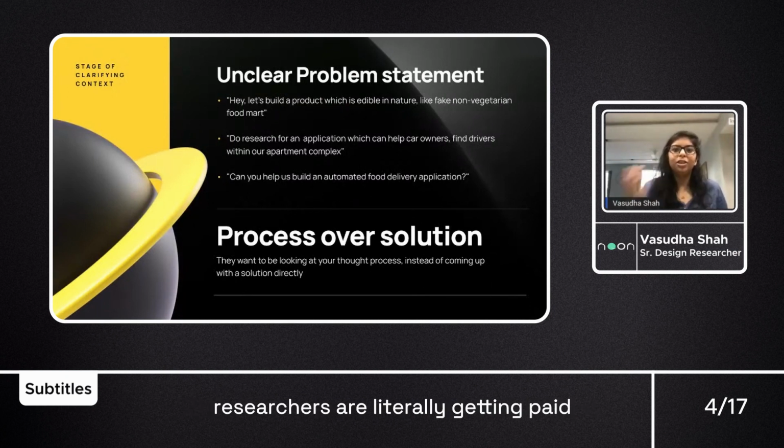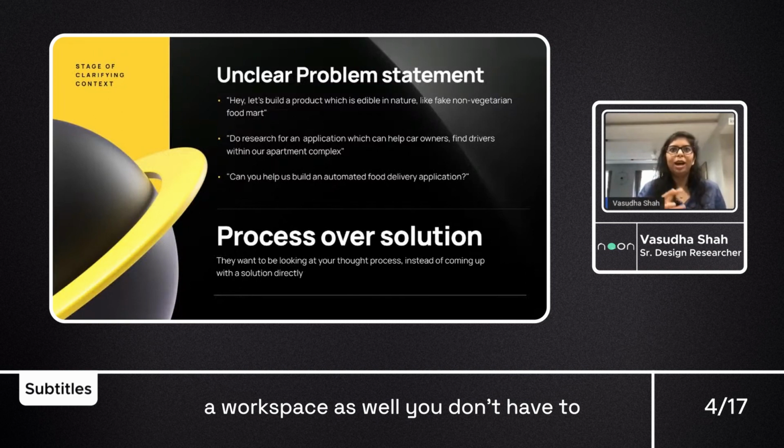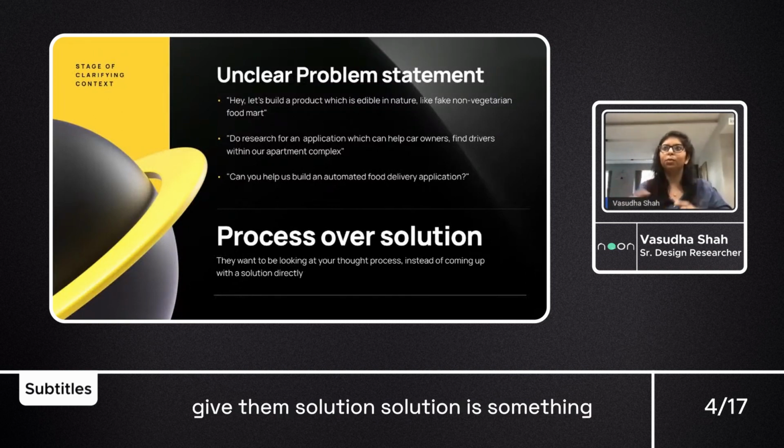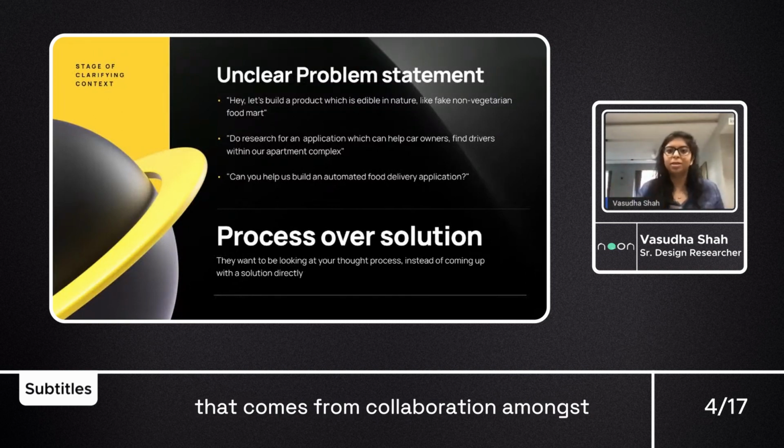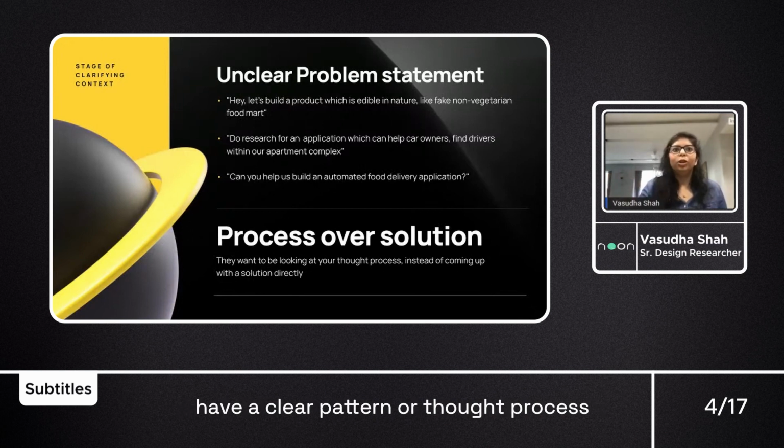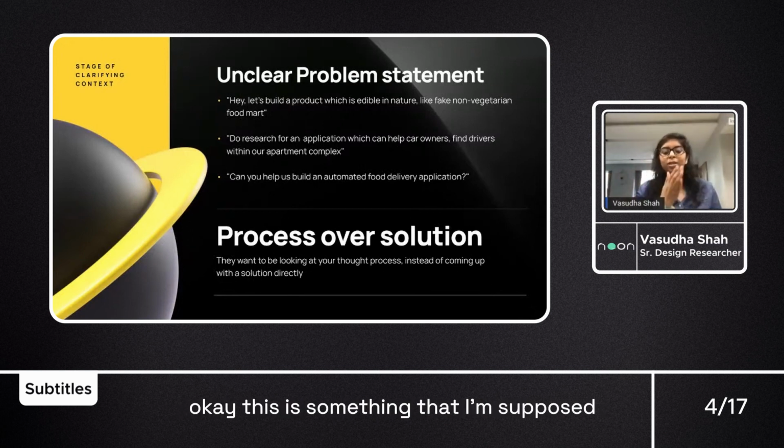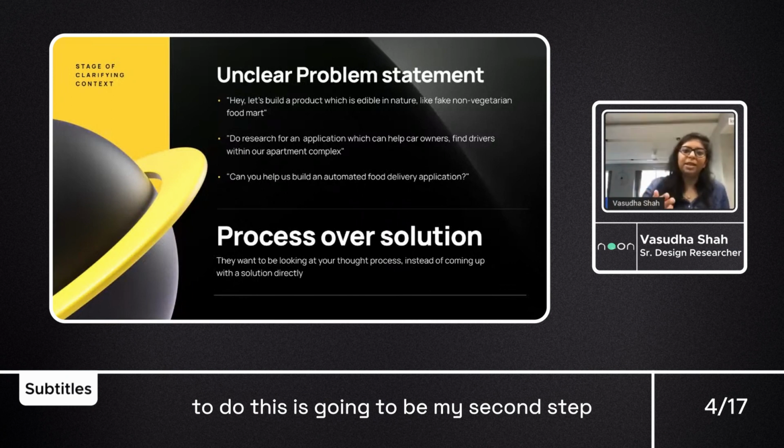because UX researchers are literally getting paid for their mind. So they want to be looking at your thought process instead of you coming up with a solution directly. And that's how it works in a workspace as well. You don't have to give them a solution. The solution is something that comes from collaboration amongst cross-functional teams. However, you need to have a clear pattern or thought process. Okay, this is something that I'm supposed to do. This is going to be my second step.